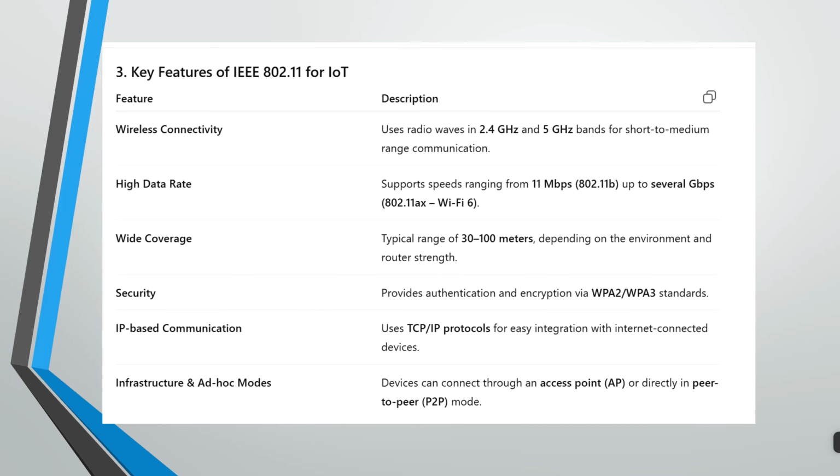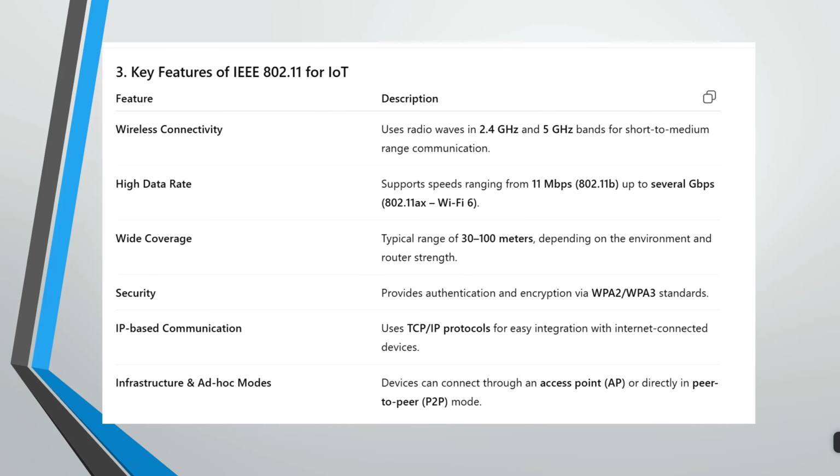It uses IP-based communication. An IP address is given to the device, and it uses TCP/IP protocols for communication. Then there are infrastructure and ad hoc modes. A device can connect directly through access points, or in peer-to-peer (P2P) mode. So two ways are there: a connection through an access point, and at the same time a peer-to-peer connection mode is also available. So these are the various key features of the 802.11 protocol, which is used for IoT devices.